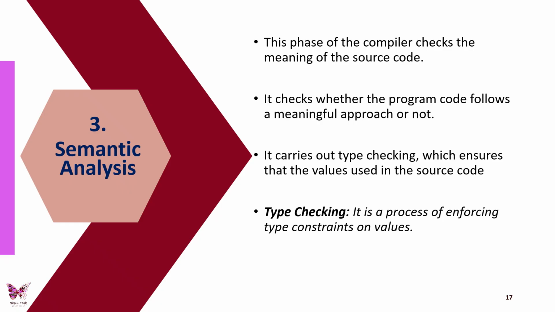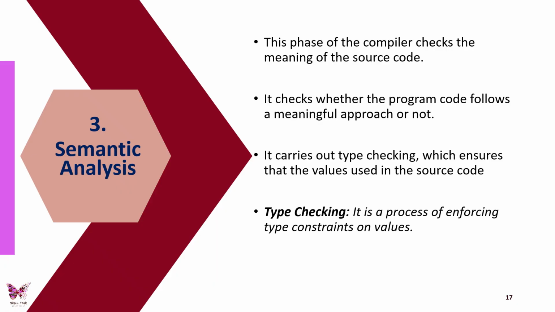And the third phase is semantic analysis. This phase of the compiler checks the meaning of the source code. It checks whether the program code follows a meaningful approach or not. It carries out type checking, which ensures that the values used in the source code are valid. Type checking is a process of enforcing type constraints on values.